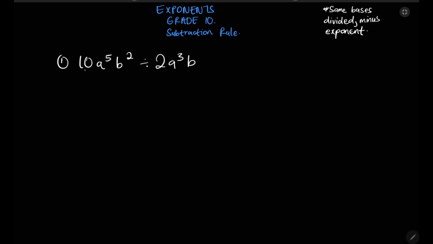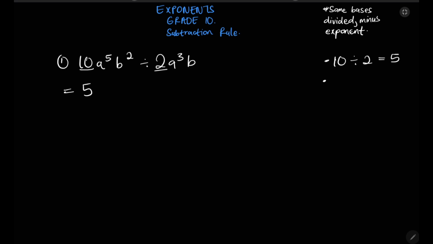In grade 10 exponents, you have 10a to the power 5 b squared divided by 2a cubed b. How do we solve this? We start with our values or the coefficients. You have 10 and 2, which is 10 divided by 2. 10 divided by 2 is 5. So you write down our 5 here.